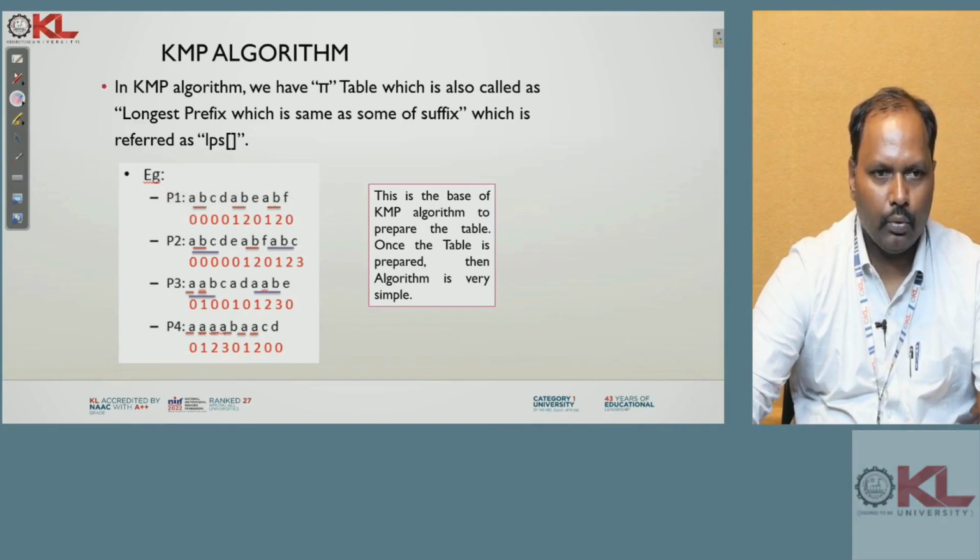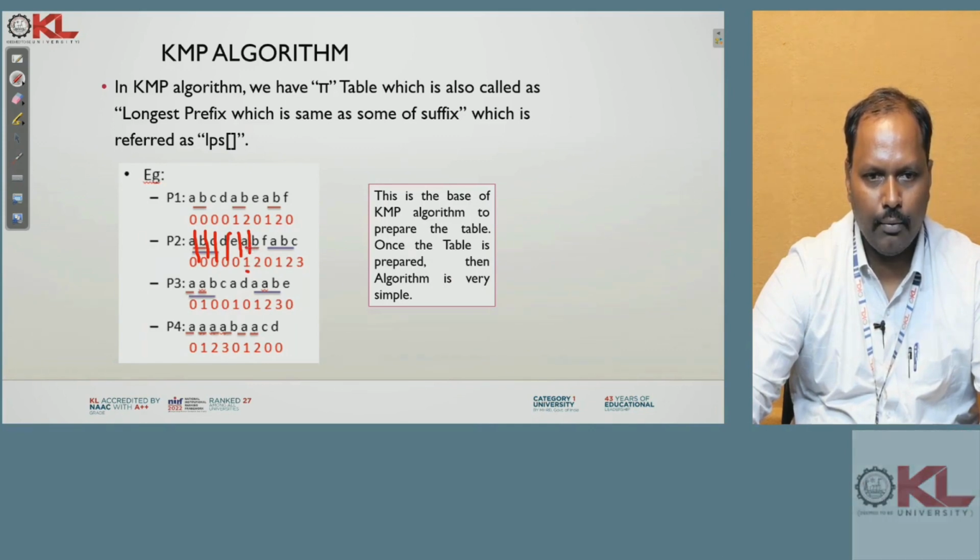Then pattern 2: A, B, C, D, E, A, B, F, A, B, C. Now A is a single letter, 0. B is single, 0. C is single, 0. D is single, 0. E is also single, 0. Now A was already available previously, so now it is 1. And B is also available a second time, and in B we can match the two-letter data AB. That's why B is 2. Then F is fresh data, so 0.